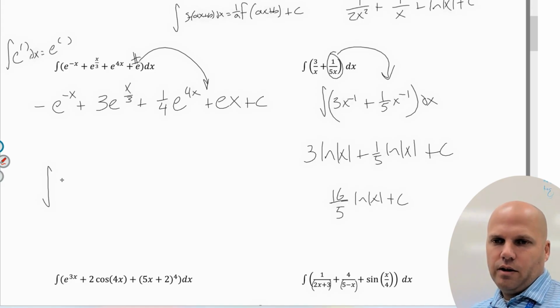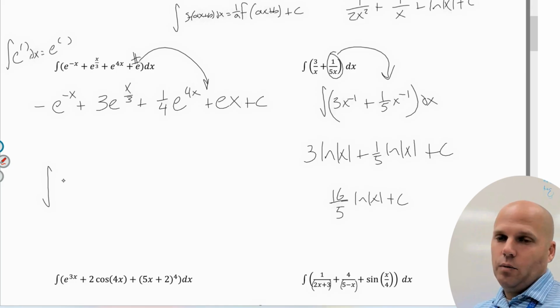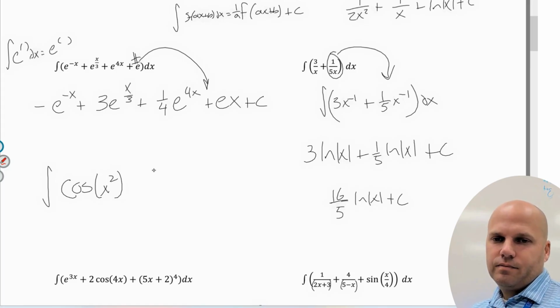My computer's bugging out right now. Cosine x squared. I hope this records. I've lost like 2 videos from Canva. Just disappeared.